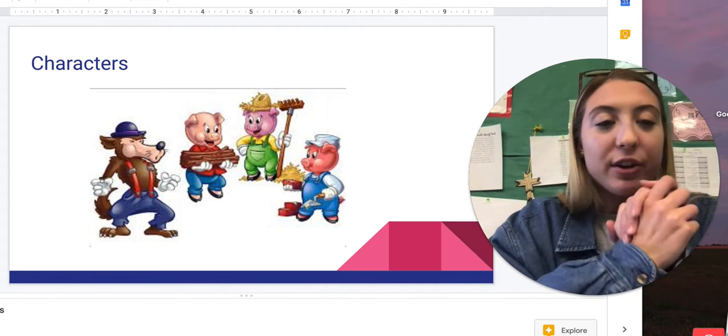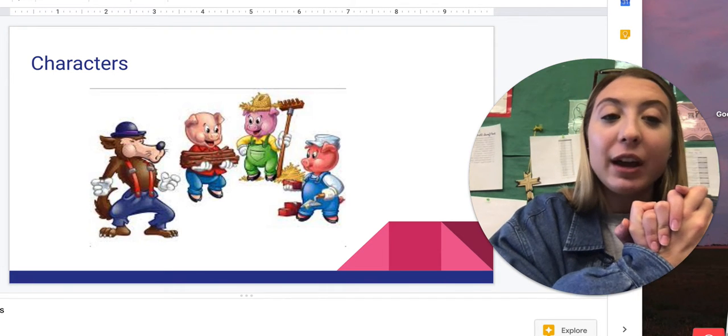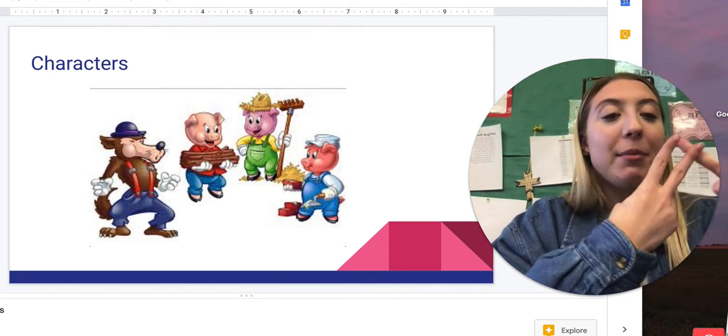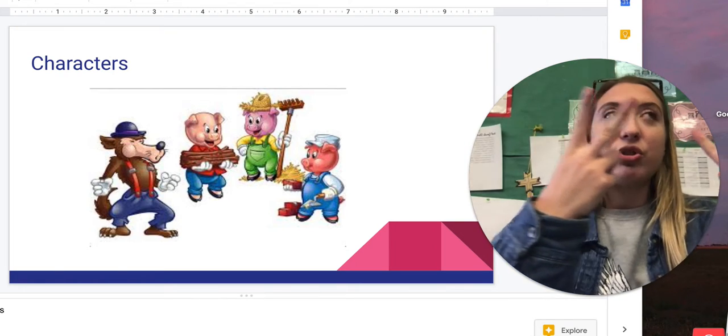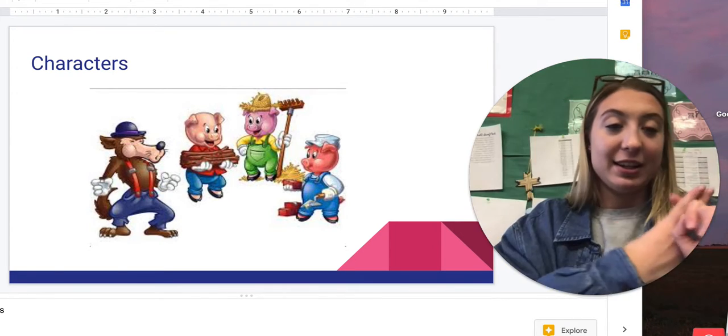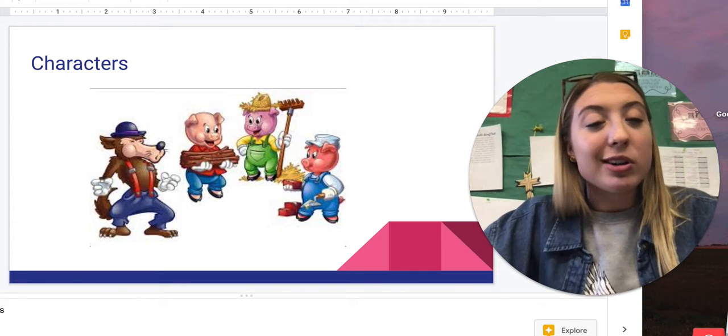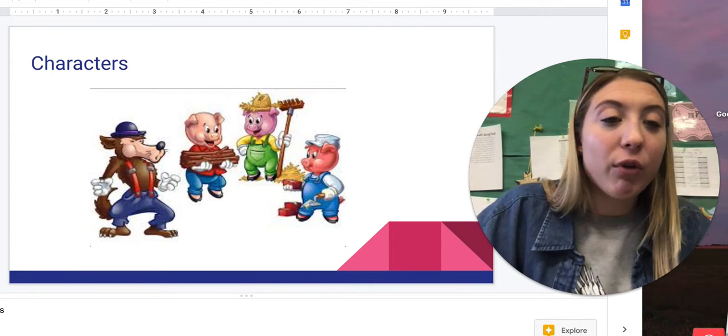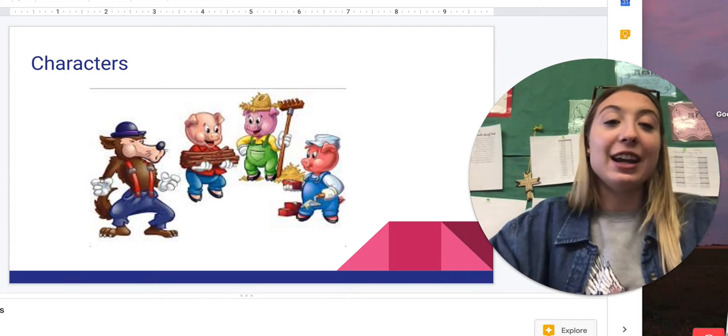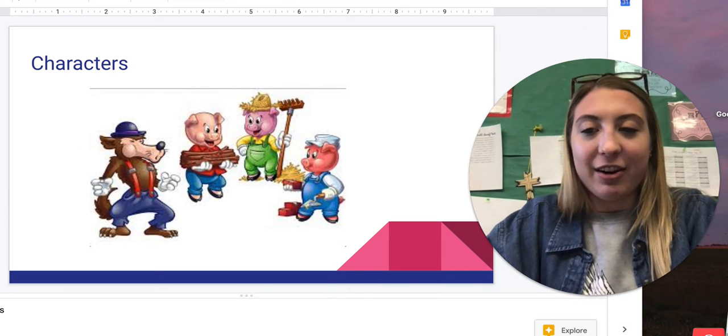But we still have other characters in our story. We have our minor characters. Remember, the mom and the man who gave them the straw, sticks, and bricks. Those were our smaller characters. They didn't play a big role, but they were still in the story and interacted with our main characters.